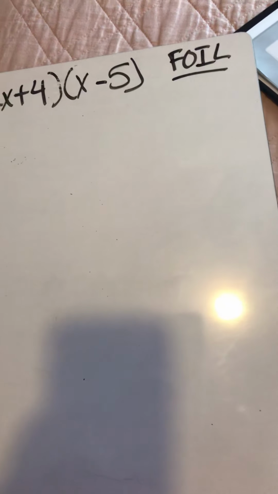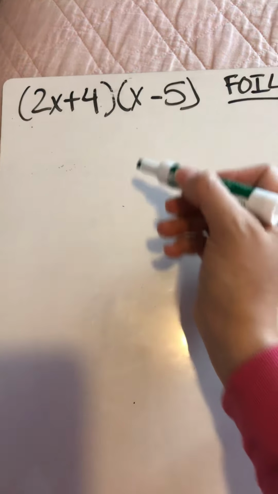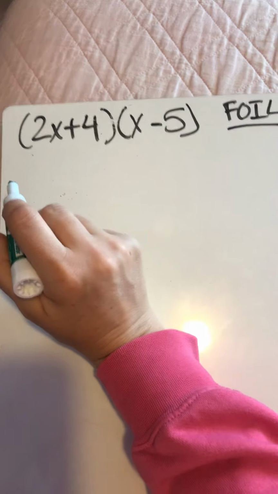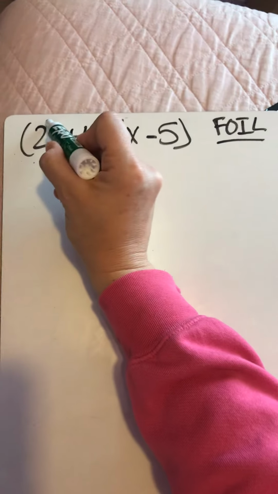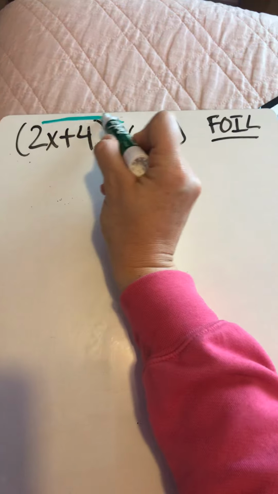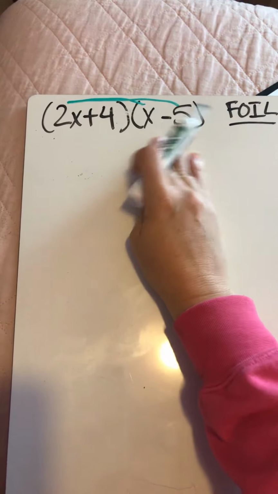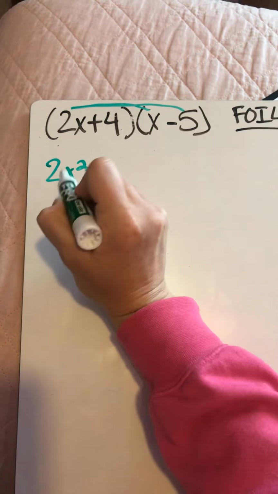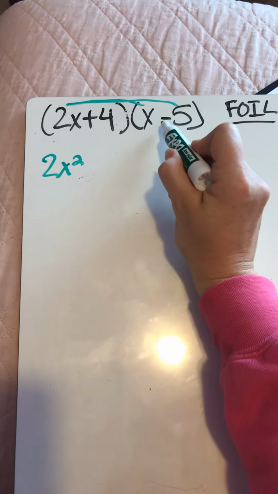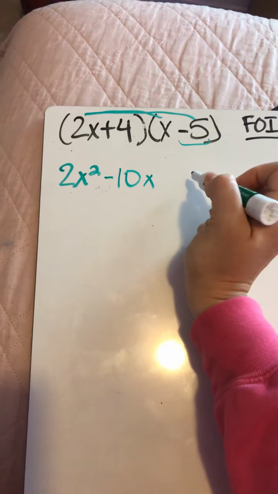The next example we're going to do is we're going to have two different binomials. This is where we end up doing FOIL, and we did go over this a little bit last year, but we didn't have a whole lot of time to do this. You have to multiply this 2x to this and to that. The 2x has to go to this over here. So 2x times x is going to give you 2x squared. Then your 2x times your negative 5 is going to be a minus 10x.